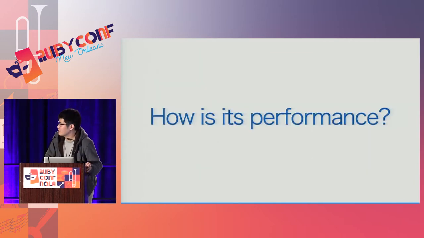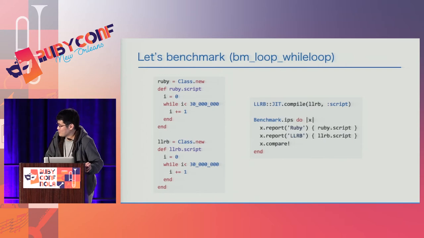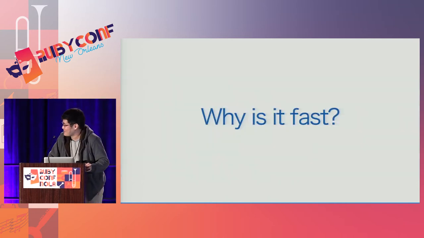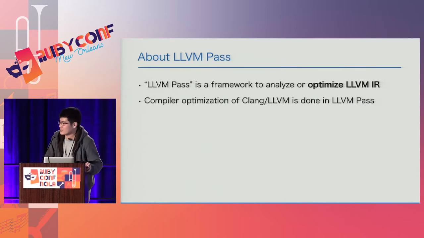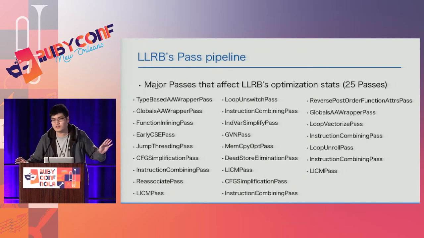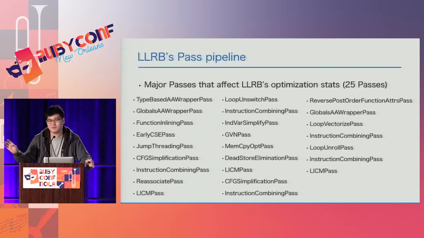So how was its performance? With a benchmark well designed for this implementation, it was about 5 times faster. Then why is it fast anyway? The trick of the LLVM optimization is called LLVM pass. An LLVM pass is a kind of framework to analyze and optimize LLVM IR, and many of the optimizations of the Clang compiler are done in LLVM passes. It's kind of like Rack middlewares: it takes LLVM IR and outputs LLVM IR, so we can organize as many LLVM passes as you want.